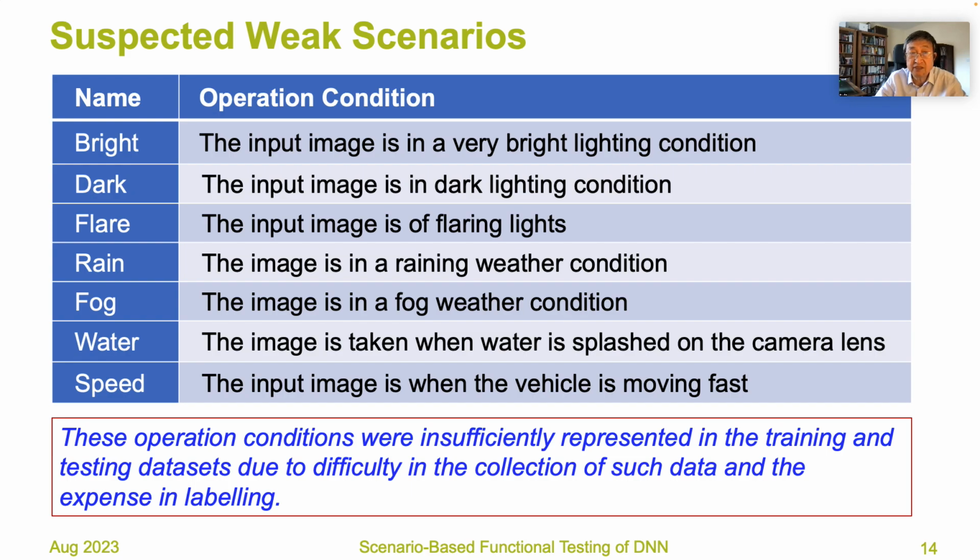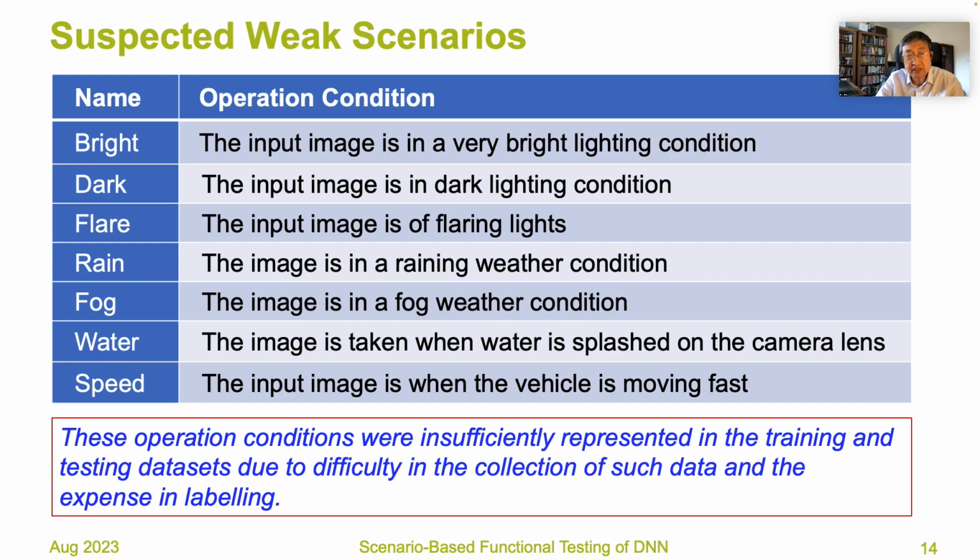For example, bright, which means the image is taken in a very bright lighting condition. Dark, which means the input image is in a dark lighting condition. Flare means the light is shining straight into the lens and causing flaring. Rain means the weather conditions are raining. Fog, the weather conditions of fog. Water, which means water is splashed onto the camera lens. Speed is when the image is taken while the vehicle is moving fast.